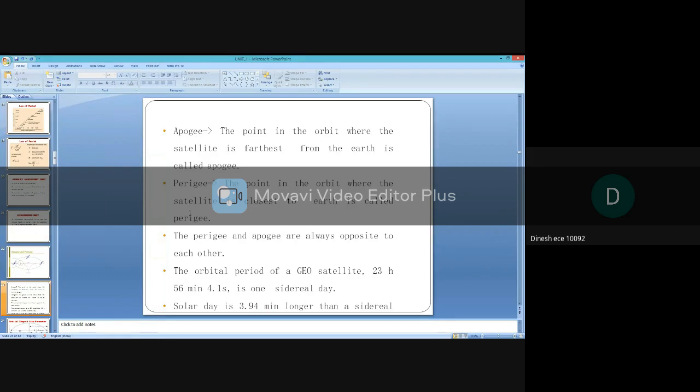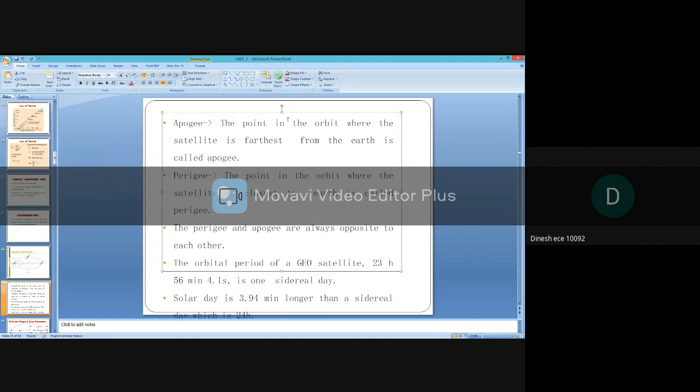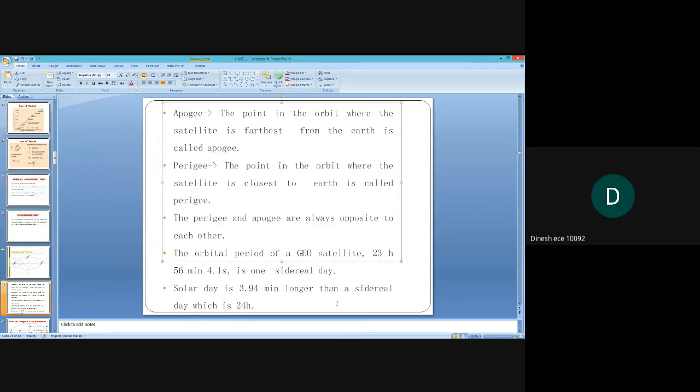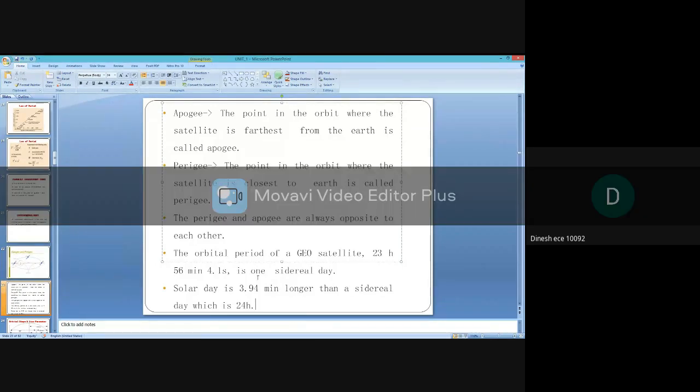So a solar day is approximately 3.94 minutes longer than a sidereal day, which is 24 hours. So we calculate it with respect to 24 hours. So 3.94 minutes is longer.